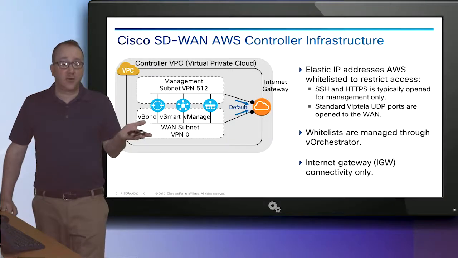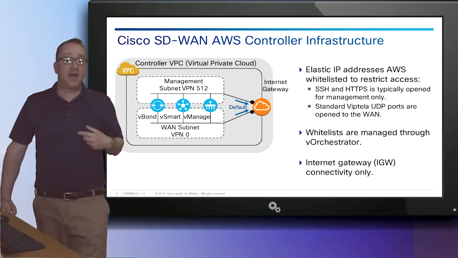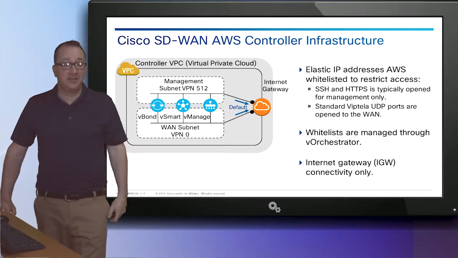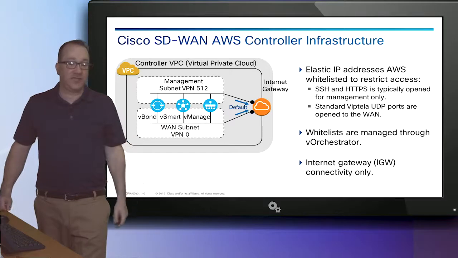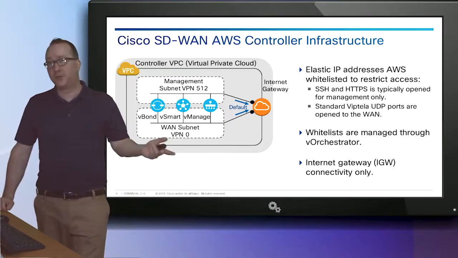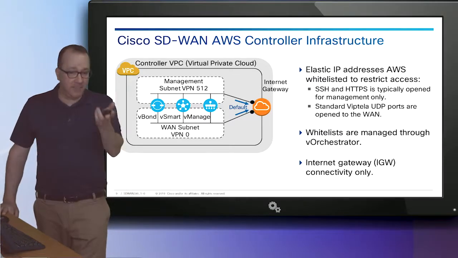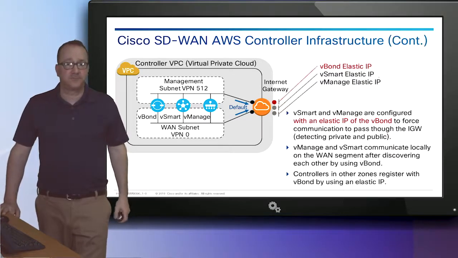Access, of course, to the controllers is going to be whitelisted, such that only legitimate IP hosts can access the controllers. On the management interfaces, access is typically restricted to secure shell and HTTPS. On the WAN interfaces, access is restricted to the standard Viptela UDP ports, which we'll discuss later when we get into the details of the vEdge. And the whitelists are going to be managed through the vOrchestrator.